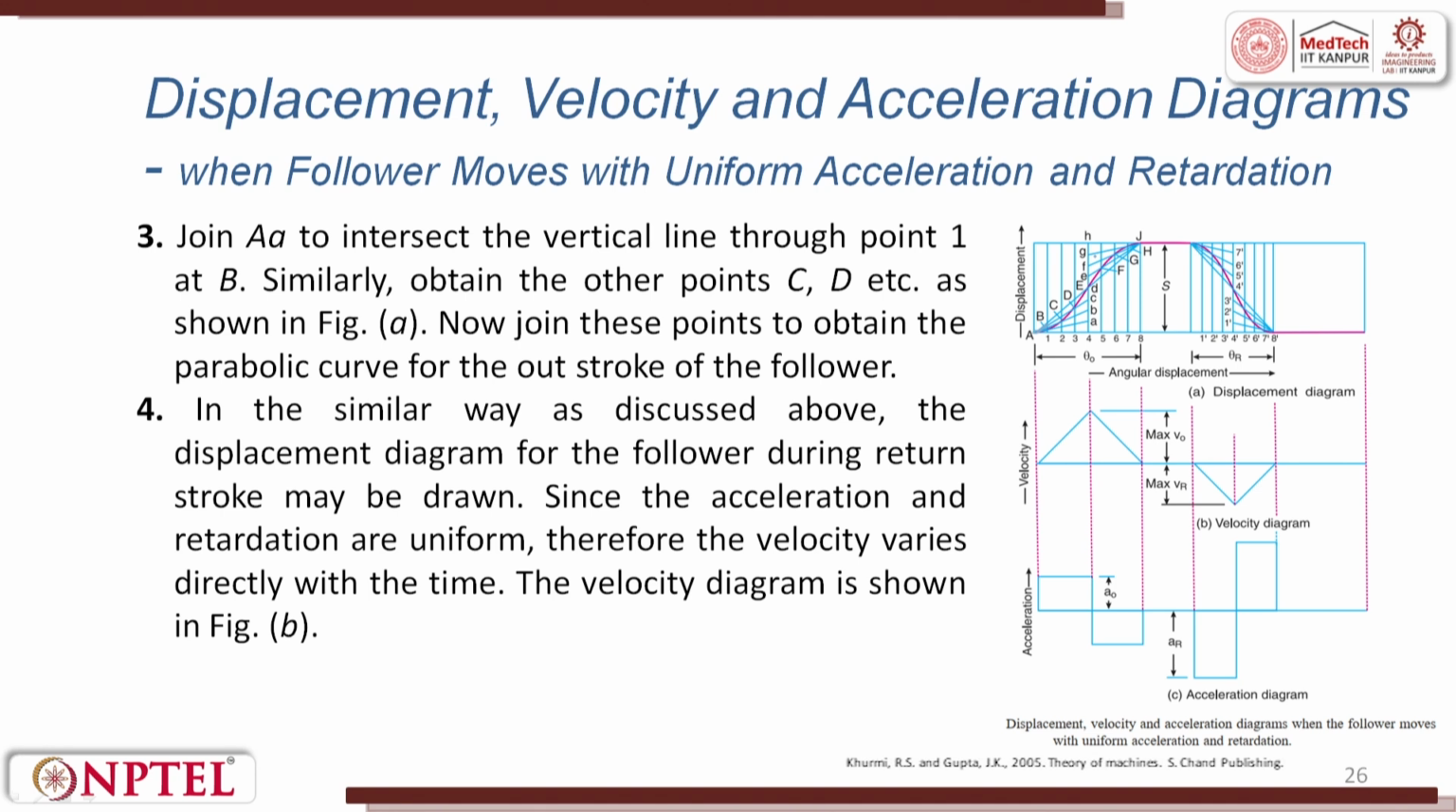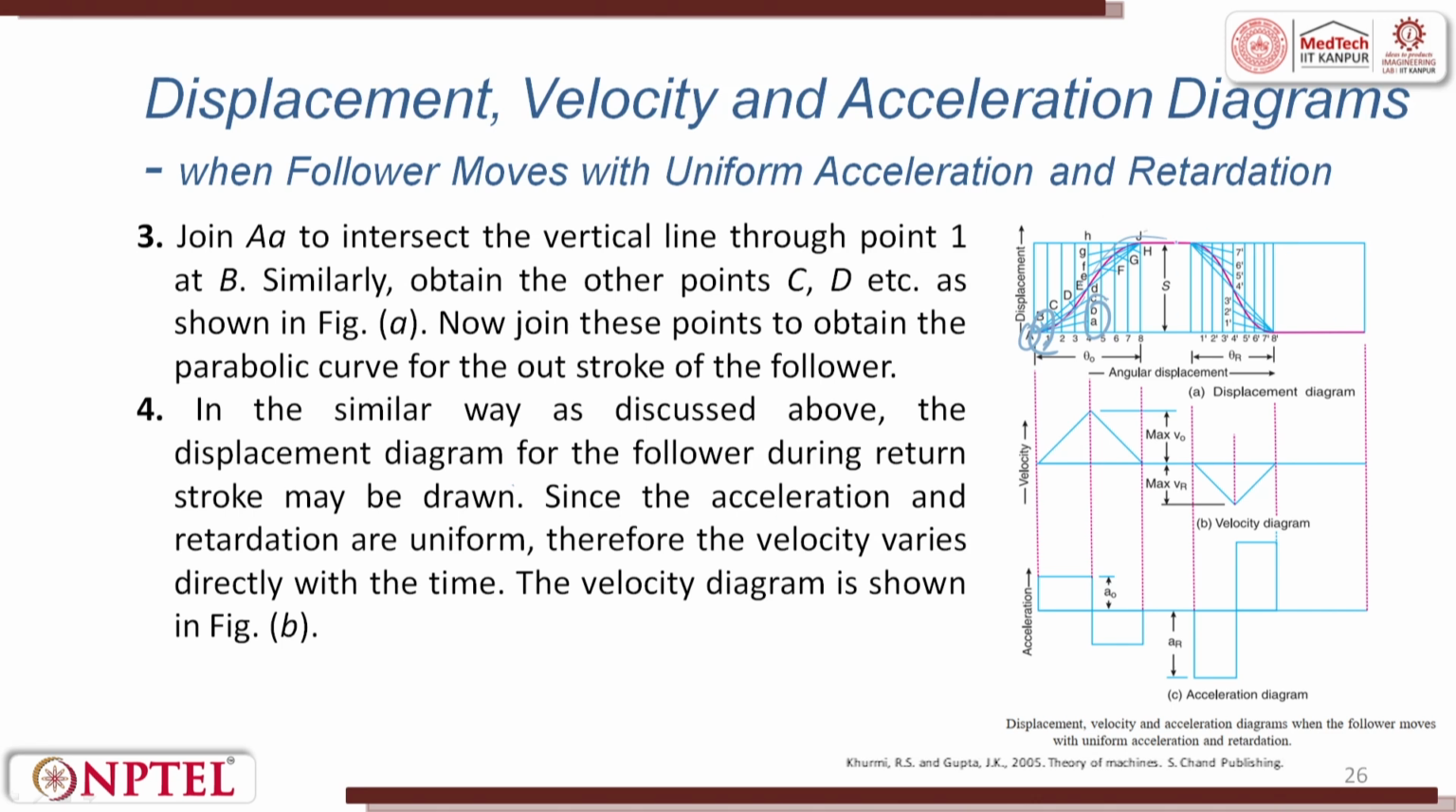You see here A, B, C, D is given. Join AA to intersect the vertical line through point 1. You see point 1 is here, and A is here. So obtain point 1 and B. Similarly, do for the other points C, D, E, F, and now join these points to obtain a parabolic curve. In the same simple way as discussed above, the displacement diagram of the follower during the return stroke may be drawn. So, this is forward, this is return.